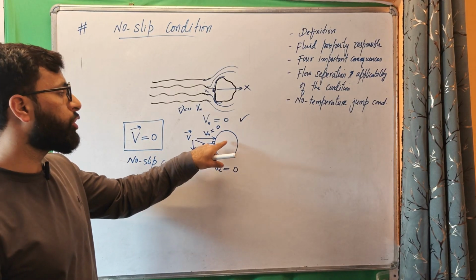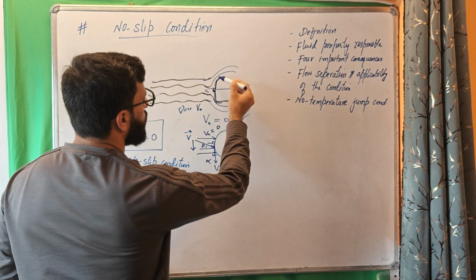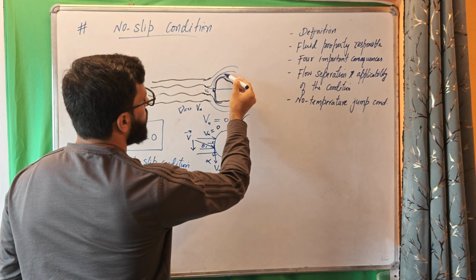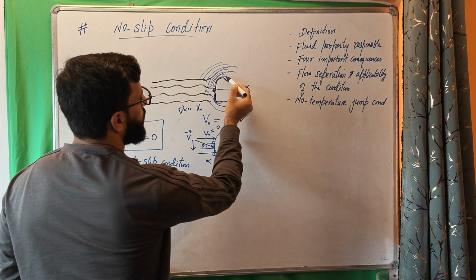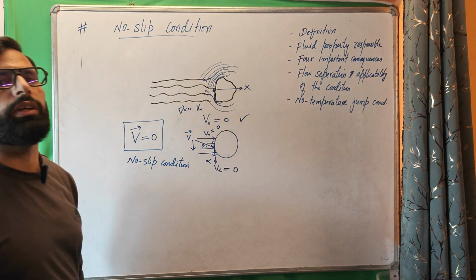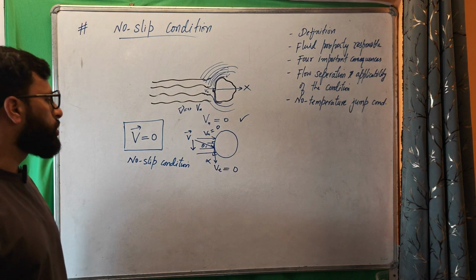That is the fluid layer which is in contact with the solid surface, not all other fluid layers. There will be other fluid layers, but we are not talking about those layers. We are talking about only the layer in contact with the solid surface. Total velocity becomes 0. This condition has been called the no slip condition.